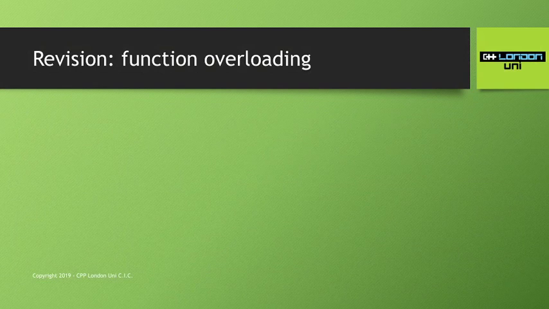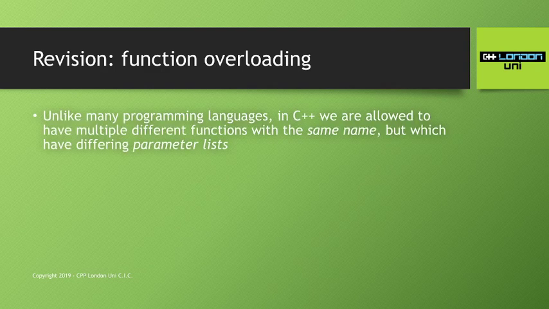Because it was a long time ago, let's have a little look back at what we were talking about a fortnight ago, and that was function overloading. Function overloading is the idea that we can have multiple different functions that have the same name but have different parameter lists, different in number or different in type. Types of the parameters, that is.